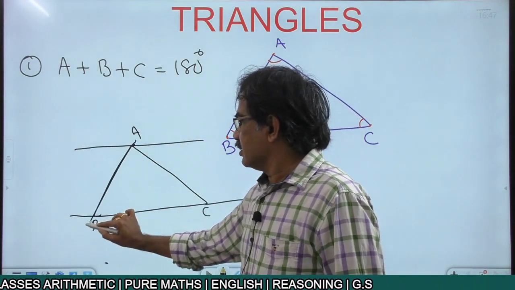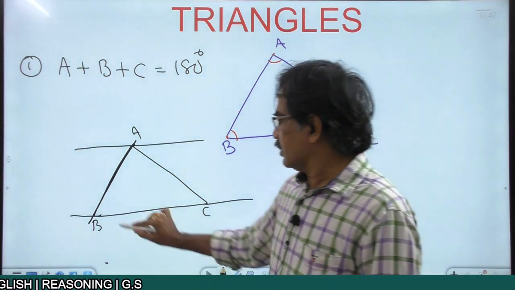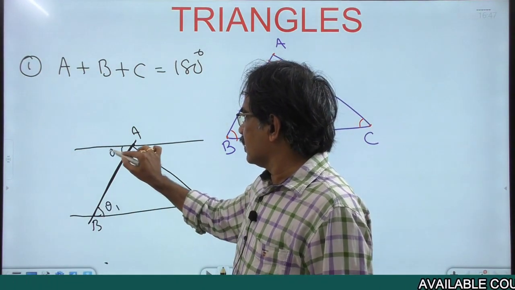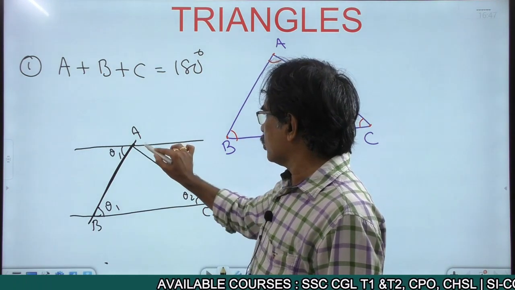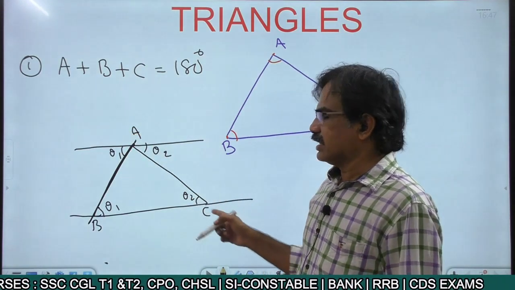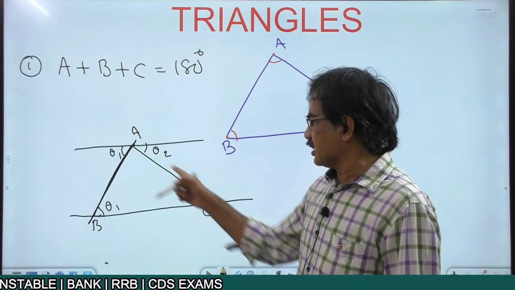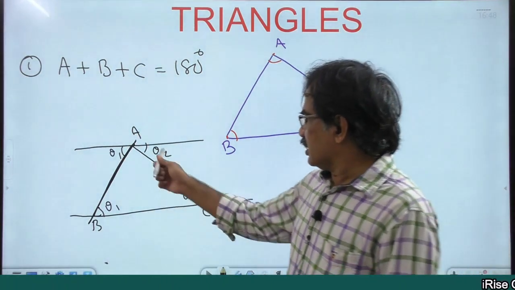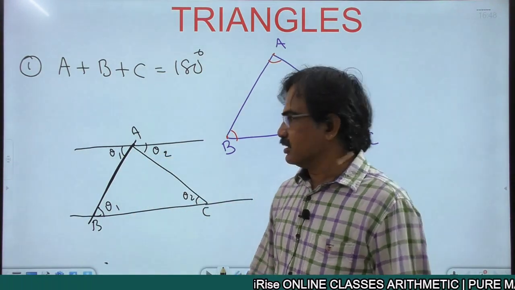If this line acts as the transversal, if this is theta 1, this is also theta 1. If this is theta 2, this is also theta 2, because when parallel lines are intersected by a transversal, alternate interior angles are equal. So these two are alternate interior angles, equal, and these two are alternate interior angles, equal.